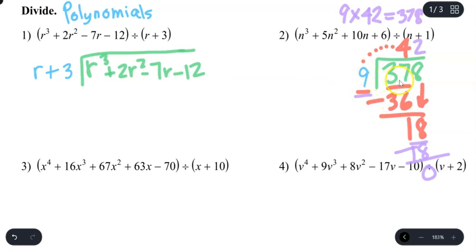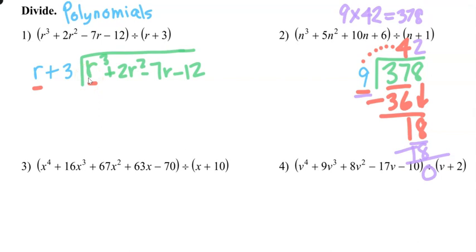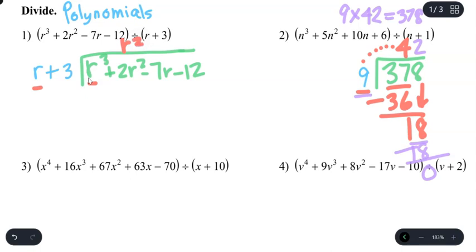How many times does 9 go into 37? Well, here you're going to look at lead term, lead term. How many times does r go into r cubed? Well, what do I have to multiply the r by to get r cubed? And that answer is r squared. Now, r squared times r is r cubed. That's what I'm looking for. You can see those two match up. But remember, I have to multiply by everything. So r squared times 3 is 3r squared.